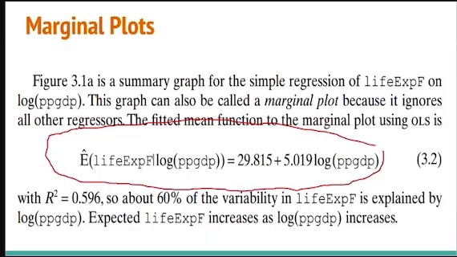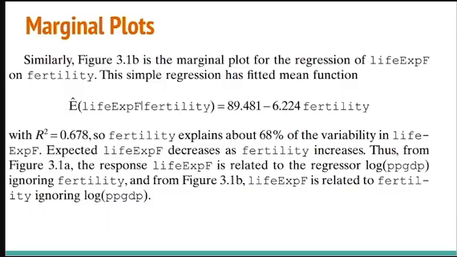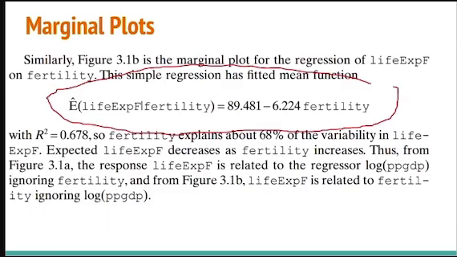Okay, so here I actually ignored one of the variables. So this is the other mean function. When you take a look at this, the mean function here is when I try to ignore the logarithm of per capita GDP, I'm only looking at the effect of fertility on the life expectancy. And of course, when you look at it, the slope is negative. And how do we interpret that?